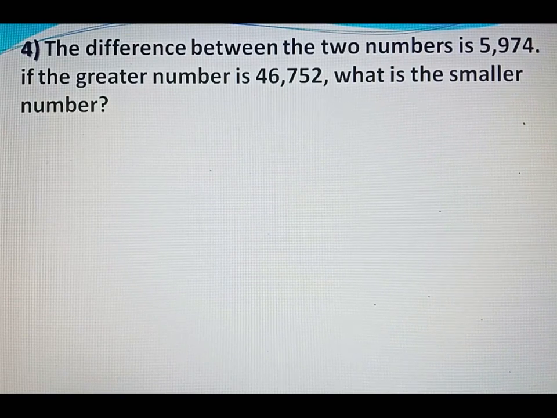Number 4. The difference between the two numbers is 5,974 if the greater number is 46,752. What is the smaller number?